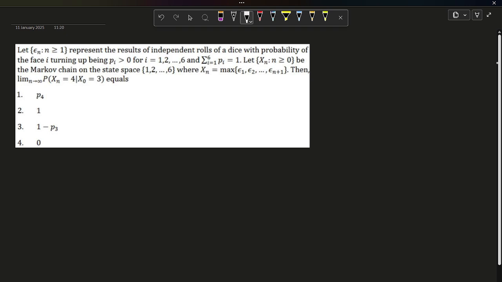Okay, so this problem involves analyzing a Markov chain where the state X_n represents the maximum value observed in the first n plus 1 rolls of a die, with the face probabilities given by p1, p2, up to p6, with the summation of i equals 1 to 6 of p_i equal to 1. To find the probability, we find this limit, that means limit n tends to infinity of the probability that X_n equals 4 given X_0 equals 3.